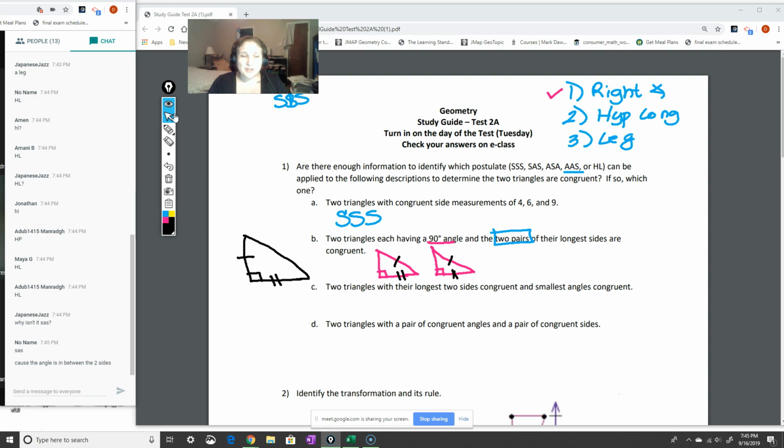Because the angle is between the 2 sides. That is one reason. Excellent, no name. The angle is between the 2 sides. That's why it's side angle side.